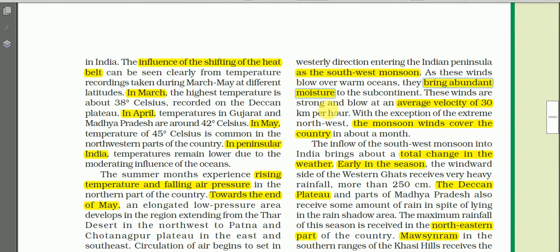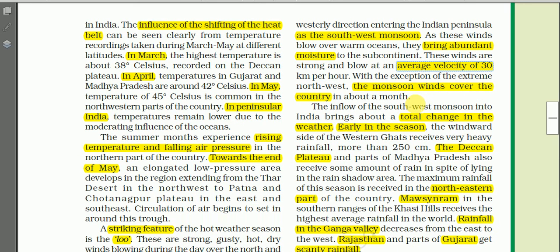The monsoon winds are very strong and blow at an average velocity of 30 kilometers per hour, with the exception of the extreme northwest, that is the Rajasthan area. The monsoon winds cover the country in about a month. That we have discussed earlier. You must recall the onset of the monsoon winds that we discussed earlier.